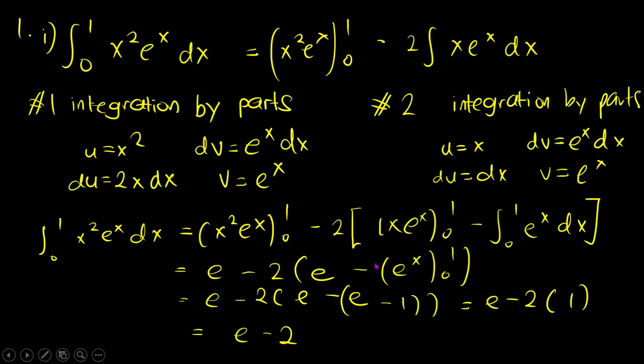I have done the first integration by parts here, and after that we are going to substitute based on uv minus v du. We'll get this, and then the next one we're going to do the integration by parts a second time, so that finally we can get rid of x. x into du equals dx, and then substitute it again. Do the calculation, and finally we get e minus 2.